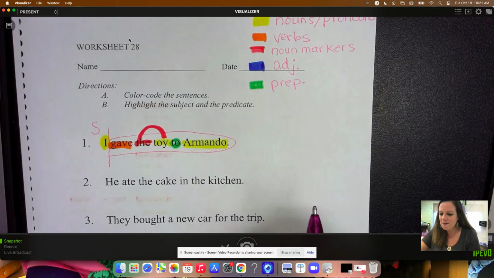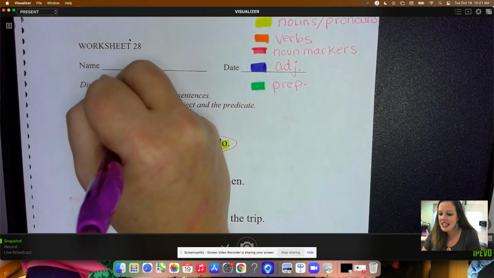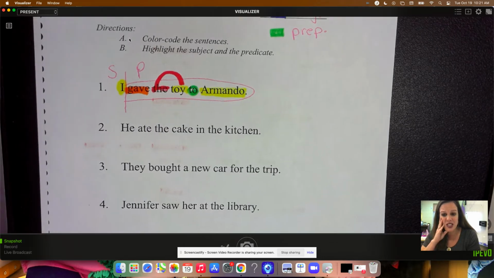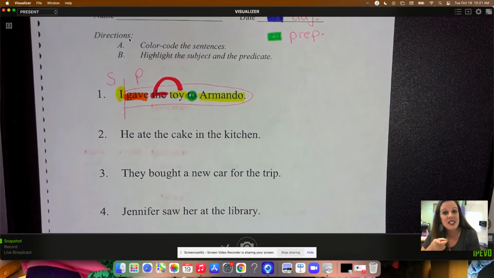Let's keep going. He ate the cake in the kitchen. He is the subject of our sentence. It's also a what? Well, it's a pronoun. It's a subject pronoun. It takes the place of a name.